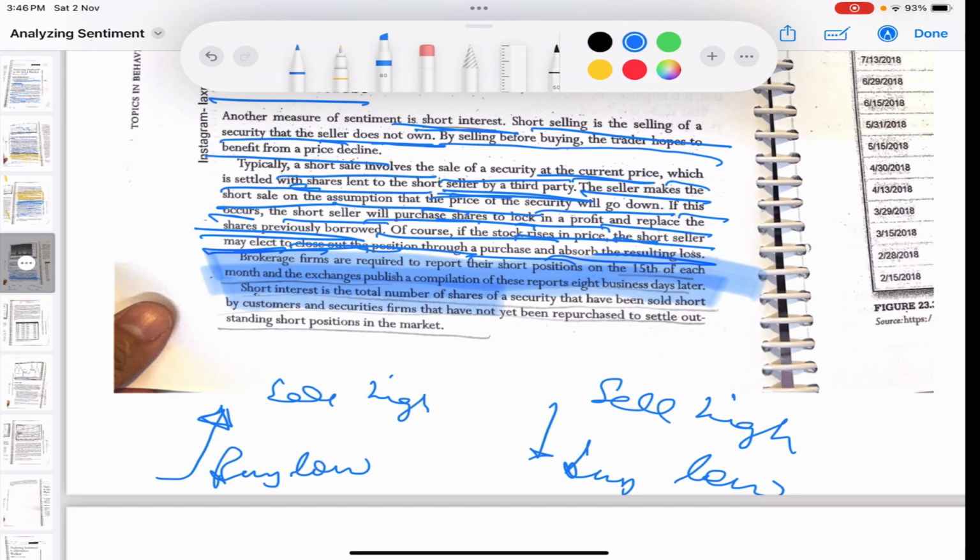Short interest is the total number of shares of a security that have been sold short by customers and securities firms that have not yet been repurchased to settle out the standing position in the market.